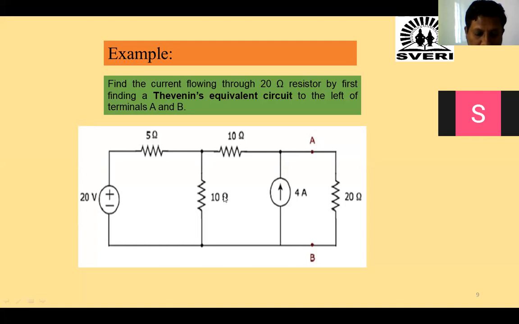Okay. So for the 20 ohm resistor, we have to find the current. We have to find out the current passing through the 20 ohm resistor. That current I have to find out. Okay, that current I will name I. But we have to use Thevenin's theorem.